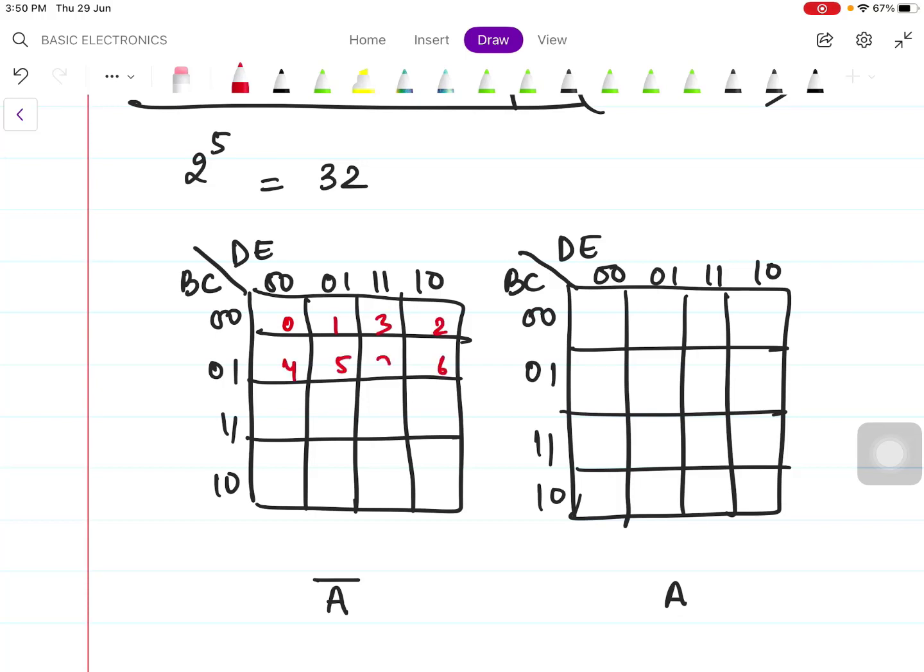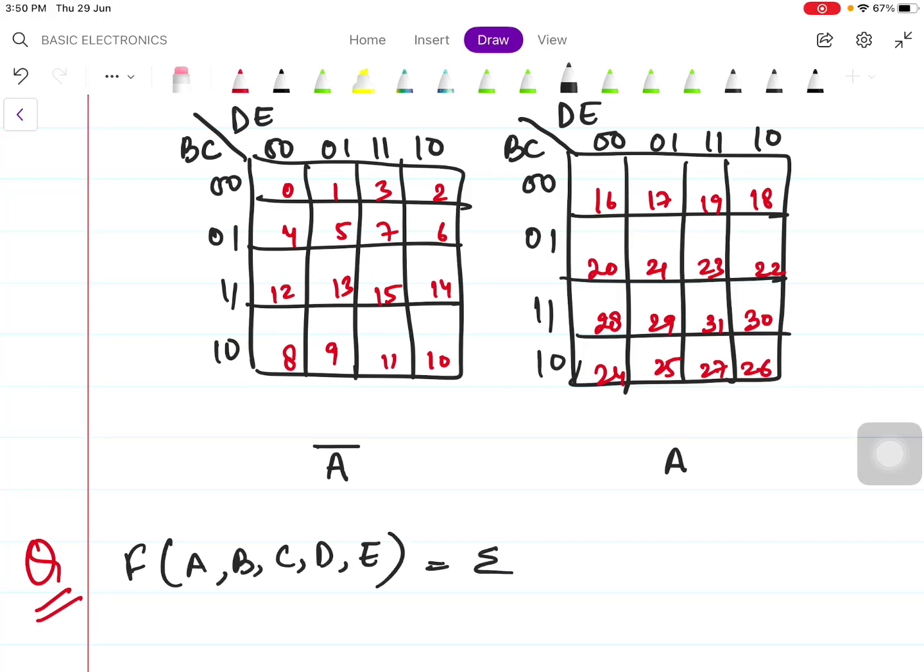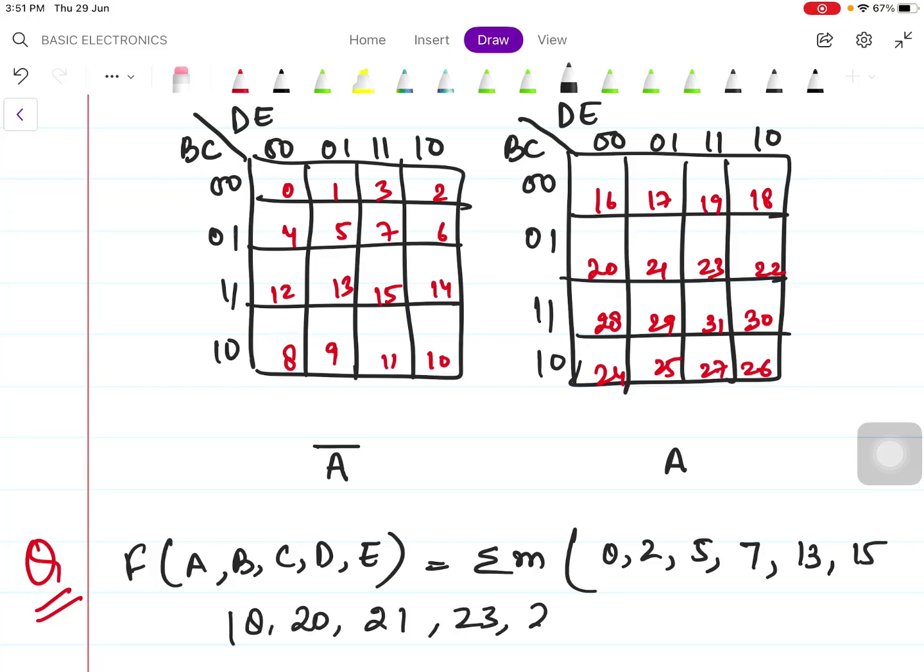We already know how we number a 4 variable K-map, that means till 15, and in the same manner we will continue here. So this is the 5 variable K-map. Now let us solve a question through this particular structure. The question is f(a, b, c, d, e), that means f is a function of 5 variables. Minterms are given: 0, 2, 5, 7, 13, 15, 18, 20, 21, 23, 28, 29 and 31.